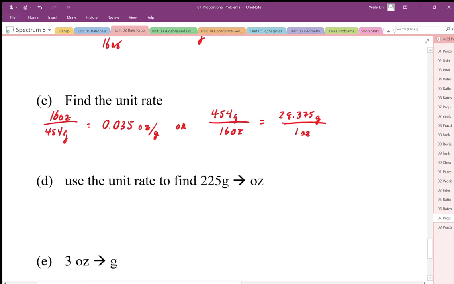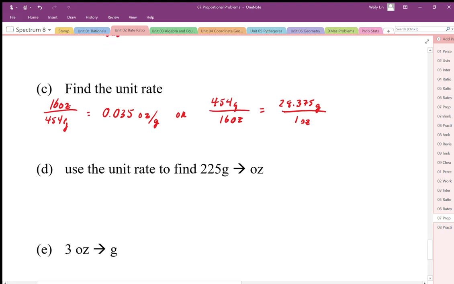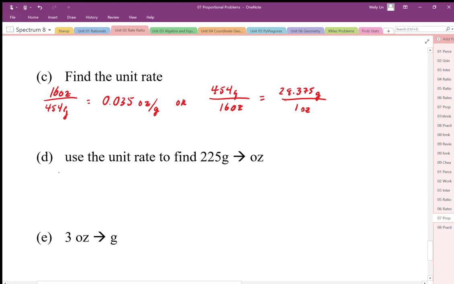So using the unit rate, I'm going to convert 225 grams into ounces. So I'm going to start with 225 grams. Okay, and then I'm going to multiply by that unit rate. And I'm going to use this one here. Okay, but that means I need to put the 1 ounce on top and the 28.375 grams on the bottom. Grams and grams cancel out. So basically I'm dividing by that unit rate.